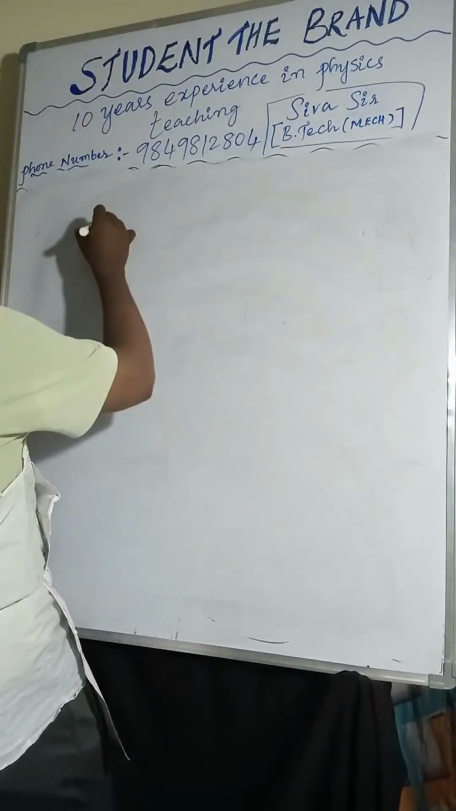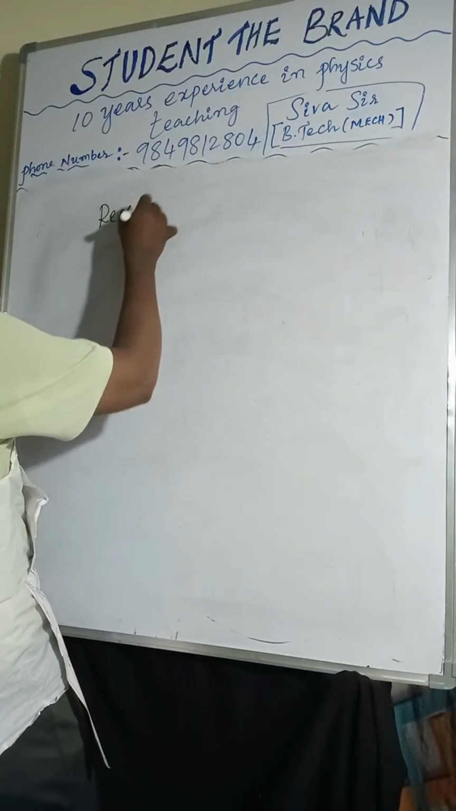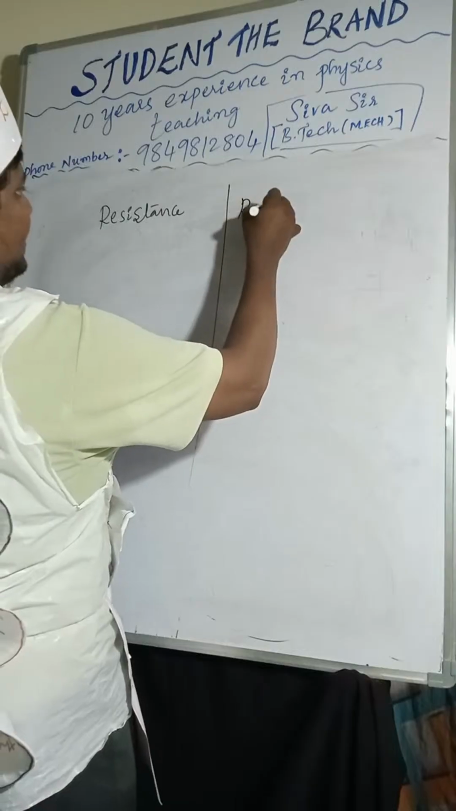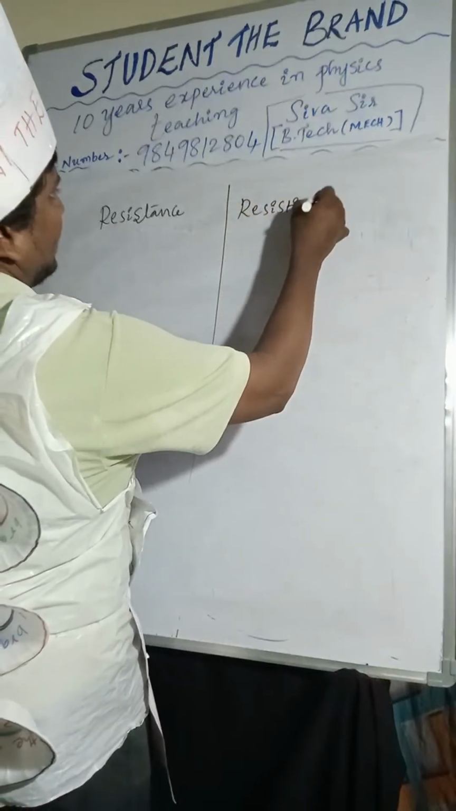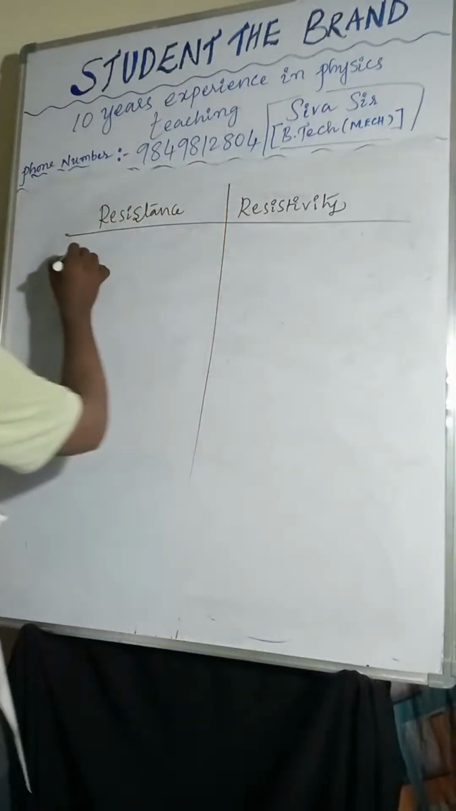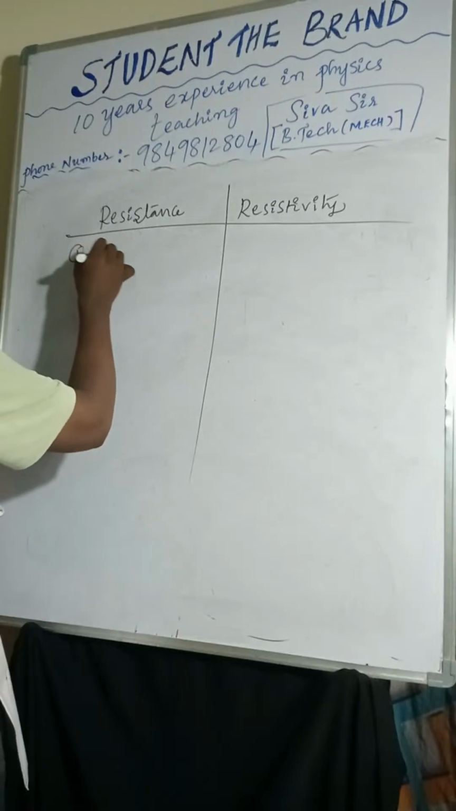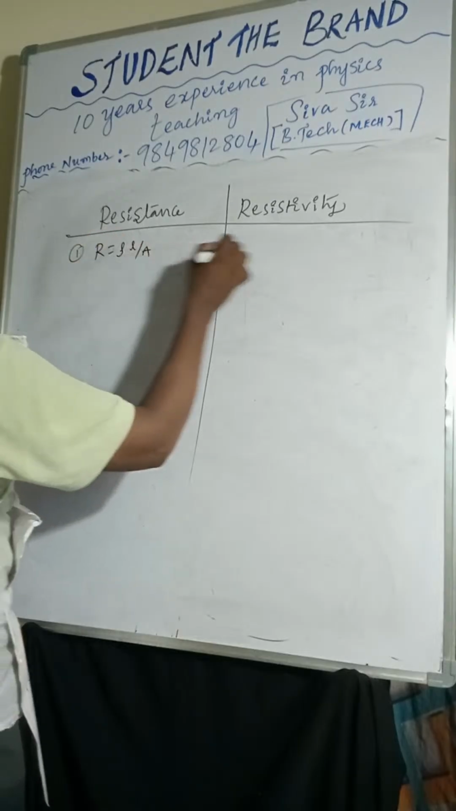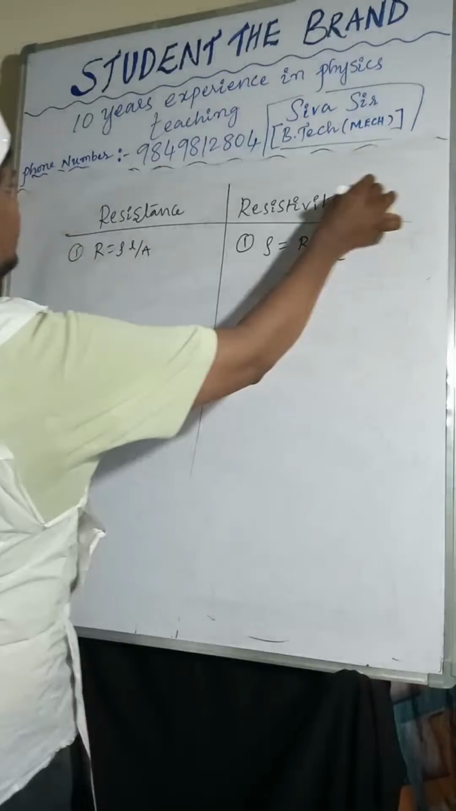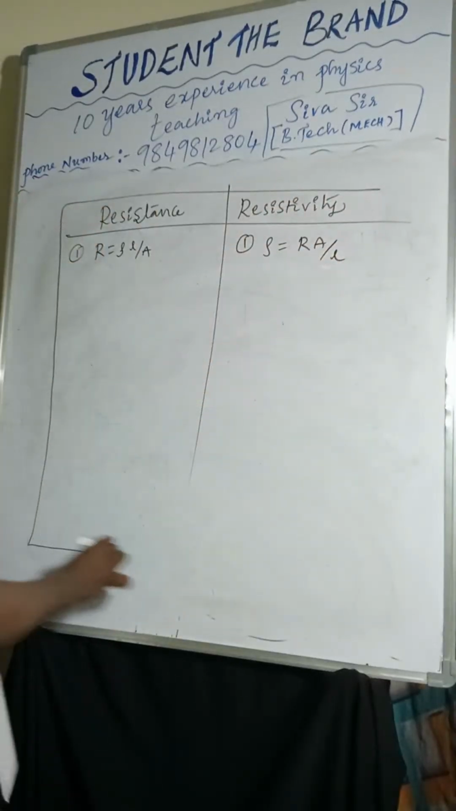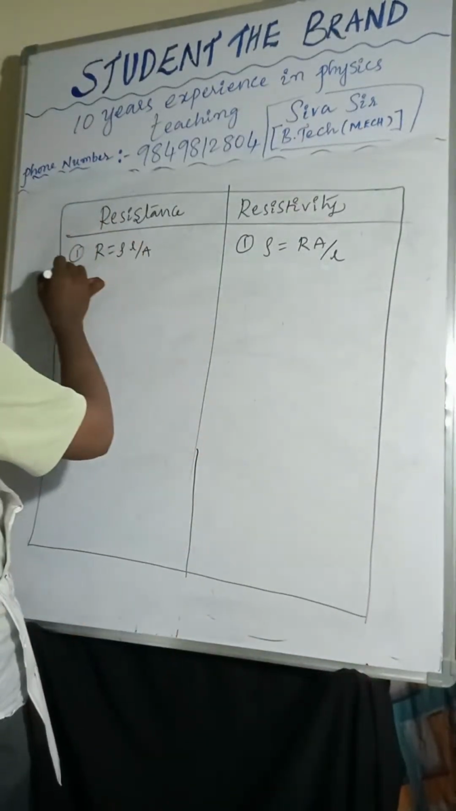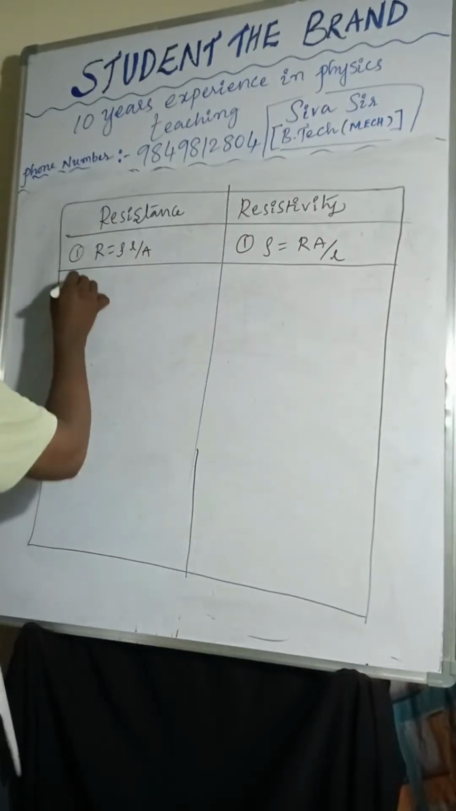On one side I am writing resistance, and on the other side resistivity. Resistance depends on length, with the formula R equal to rho into L by A. So here rho equal to RA by L. You can draw a box, and I am dividing the box like this. First one, and coming to the second one.